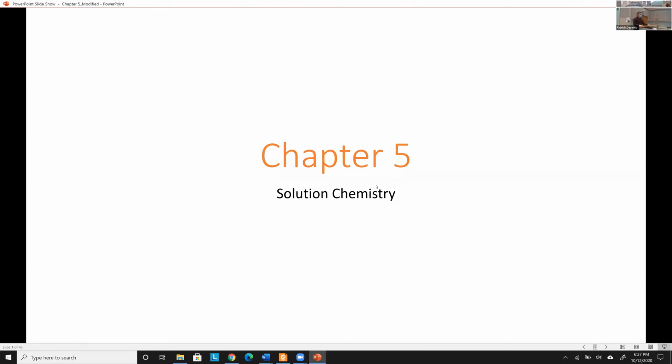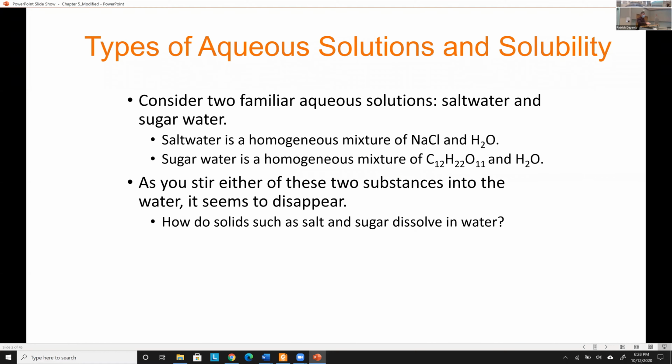Okay, so in chapter 5, we're going to learn about solution chemistry. And we're going to cover the concept first, which we kind of talked about a little bit towards the end of last week, where there's different ways of dissolving different types of solutions, let's say in water or really any solvent, whether it's a polar or non-polar solvent. And then we're going to talk about the net ionic equation, precipitation reactions, and things like that.